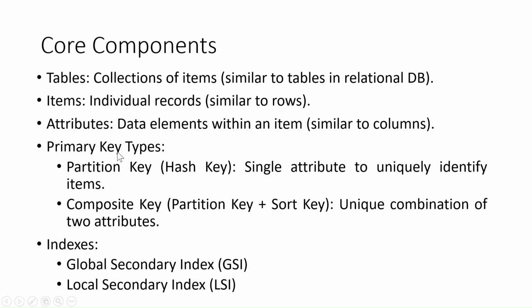And the primary key. In the primary key, there are two types of key: one is the partition key, and the other is the composite key. The partition key is a single attribute that uniquely identifies an item. For example, user ID might be a partition key in the user table. And the composite key is a combination of the partition key plus a sort key. So it's a unique combination of two attributes.